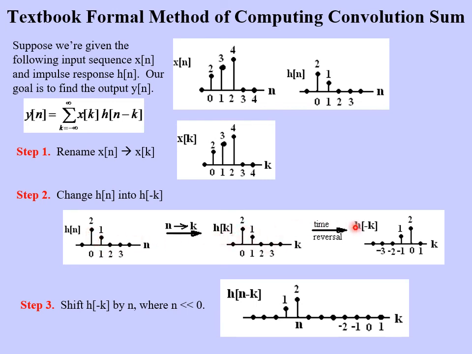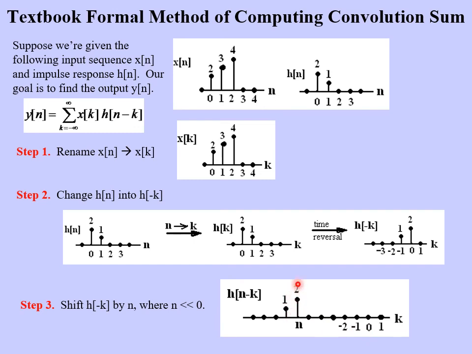Now, the first thing we can do is change n to k, and we get this here. And h of minus k is a time reversal, which means we have to flip h of k about k equals 0. So it's sort of the mirror image, all right? So that looks like this. And then h of n minus k, remember, is a shifted version of h of minus k. So let's start with n being some value less than 0. Then that's going to move this sequence over by n to the left. So notice, here's k equals 0 over here, and we've got this thing way out here.